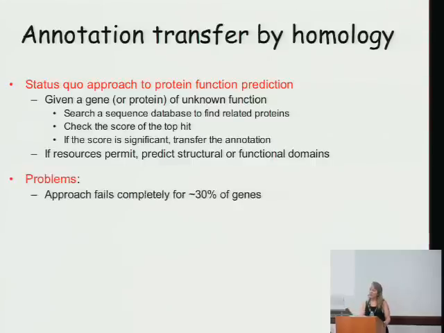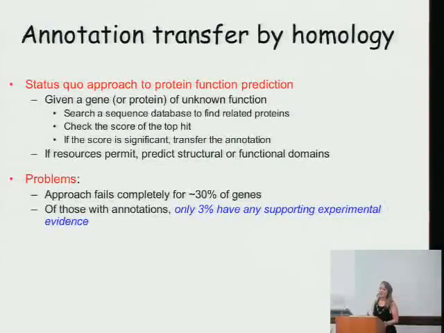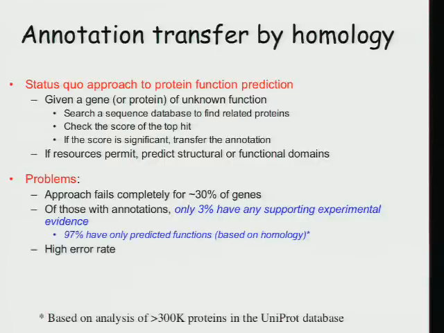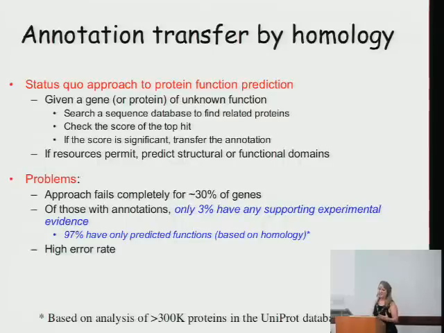Here are the problems. Roughly 30% of genes can have no annotations resulting from this process. So you cannot find a database hit with a significant score, or all the database hits are labeled hypothetical or unknown. And of those sequences that have annotations, only 3% have any experimental support. 97% of these sequences are based on some educated or less educated guess, typically by homology. So there's a high error rate in these annotations, and individuals who have looked at these annotations carefully estimate that the error rate ranges from perhaps 8% to 25% or higher.